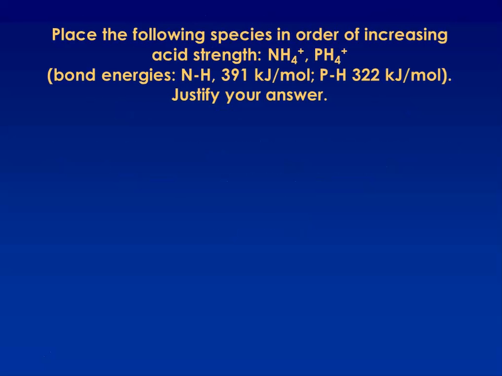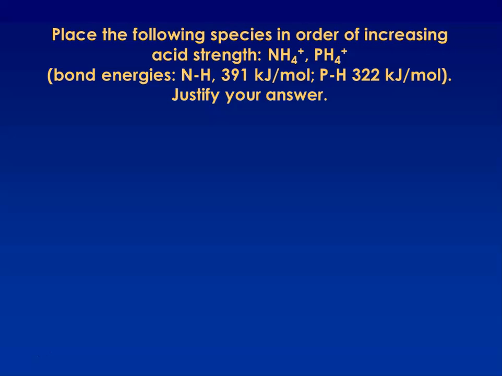And then the final example, we have two acids that are conjugate acids of their bases, NH4+ and PH4+, and we're given the bond energies between these, that N-H has an energy of 391 kilojoules per mole and P-H has one of 322 kilojoules per mole. Acids again want to donate protons, and to break that N-H bond you would need 391 kilojoules, while to break a P-H bond you would need 322 kilojoules.